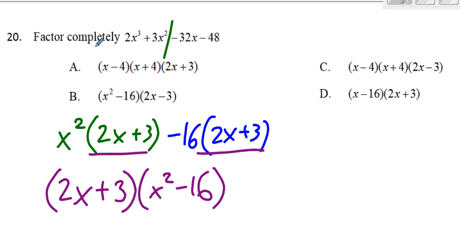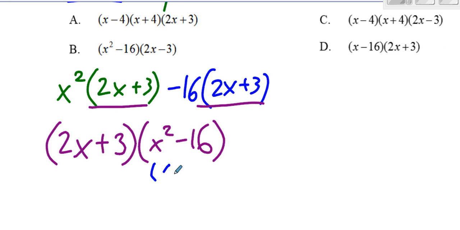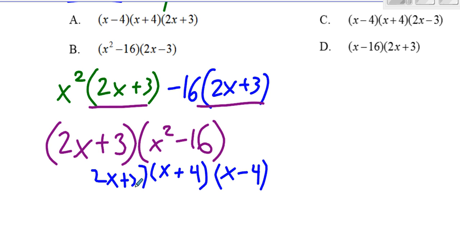And it says factor completely, which means if there's anything that you can factor any further, you have to do it. X squared minus 16 factors more. That's x plus 4, x minus 4. So it's 2x plus 3, x plus 4, x minus 4. A.